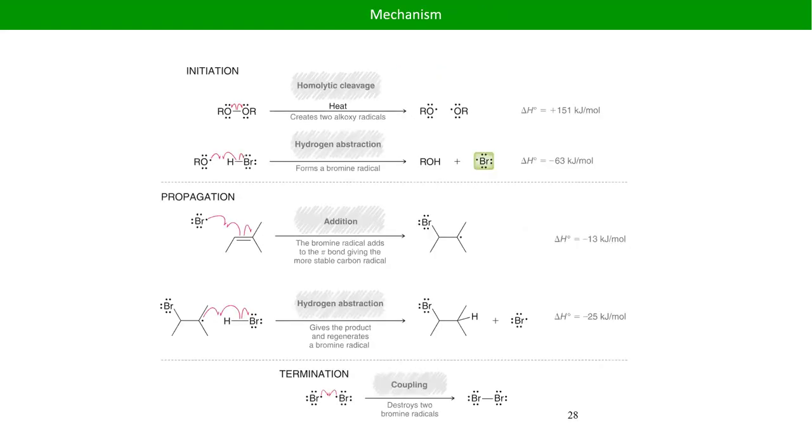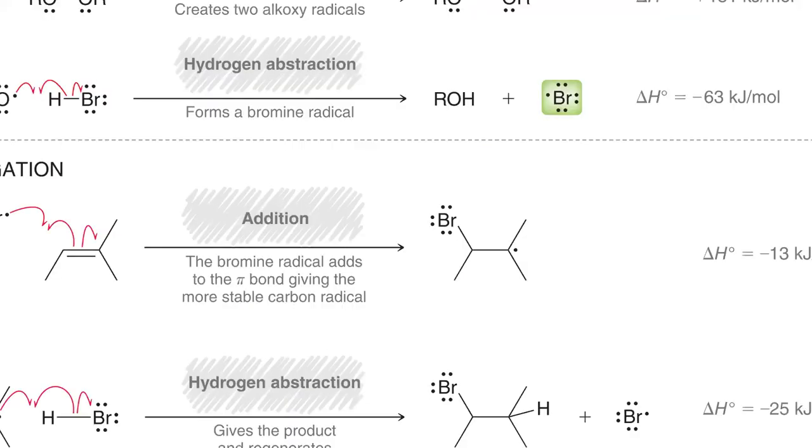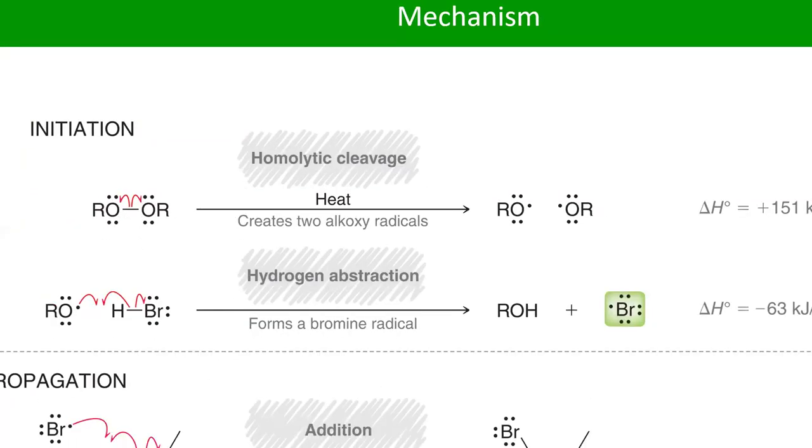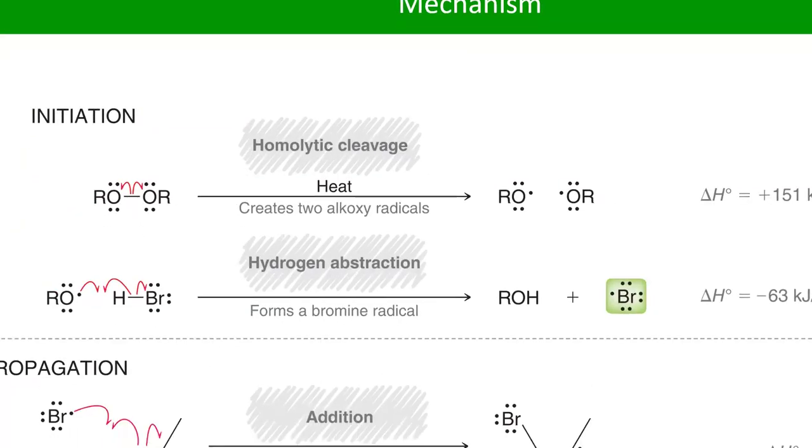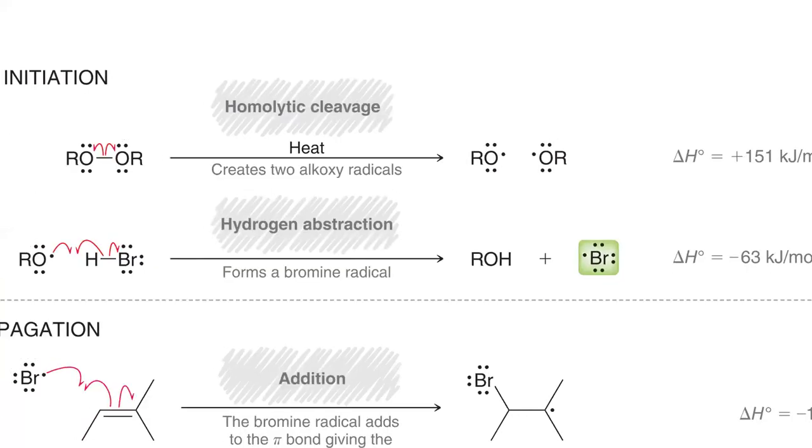And so the mechanism for this starts with an initiation step. That peroxide, and it turns out all it takes is heat for a lot of peroxides. If you heat a peroxide or shine light on it, you get two peroxide radicals, which then do a hydrogen abstraction from the HBr.